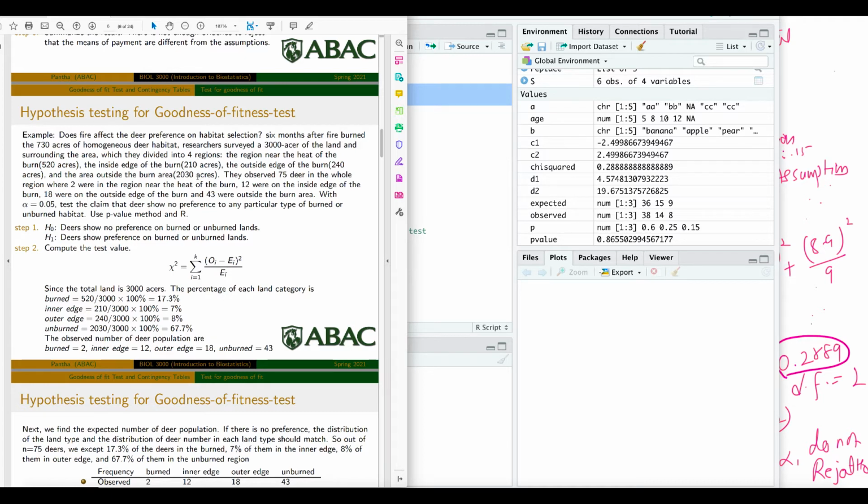Okay. They observed 75 deer in the whole region. See, this is the observed one. So that will be the expected one, right?